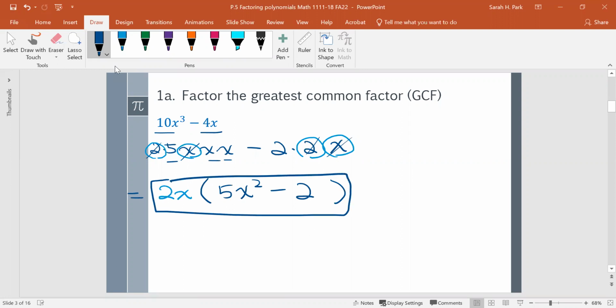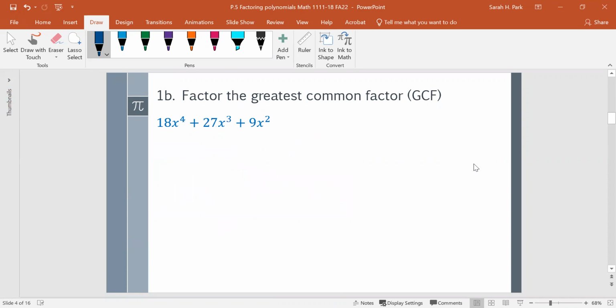If you want to double check, did I do the factoring right? You can distribute: 2x times 5x squared gives 10x to the third. So this is just checking our work. Then 2x times negative 2 is negative 4x. Do you need to check every time? Not always, but you can check once in a while, or if you feel like you're not 100% sure about your factors. Remember, the exponents have to add up, which we took a look at in the previous video under polynomials.